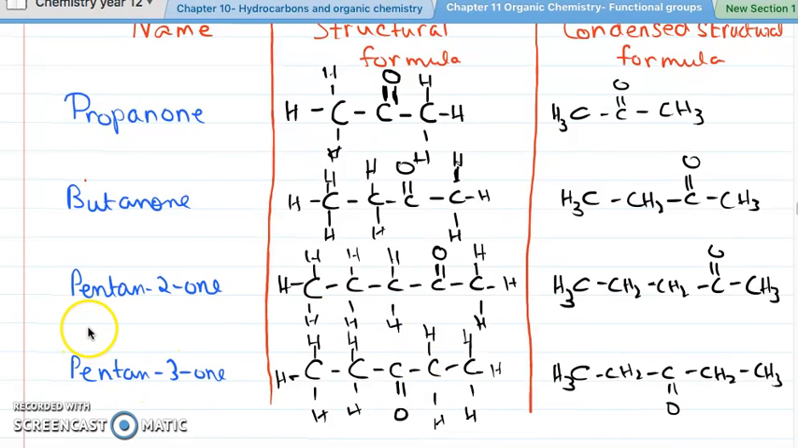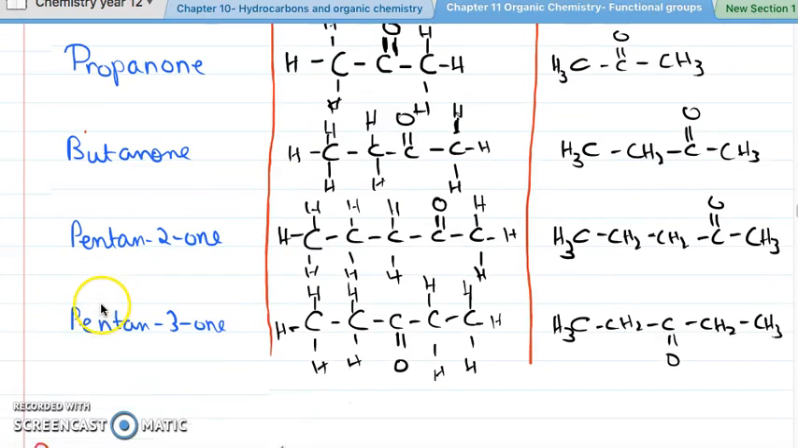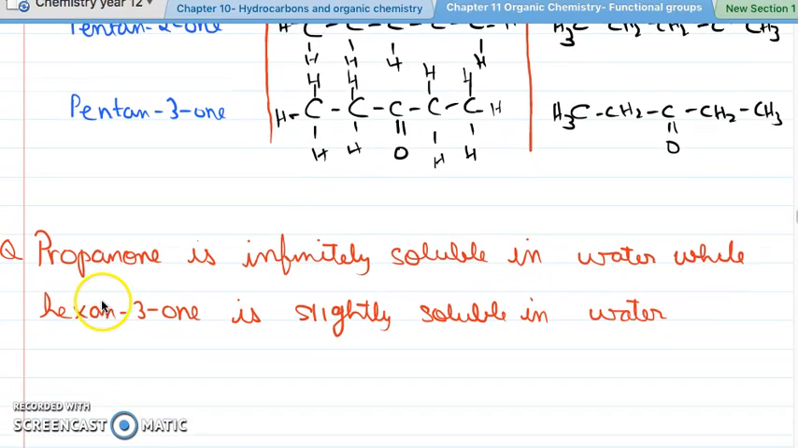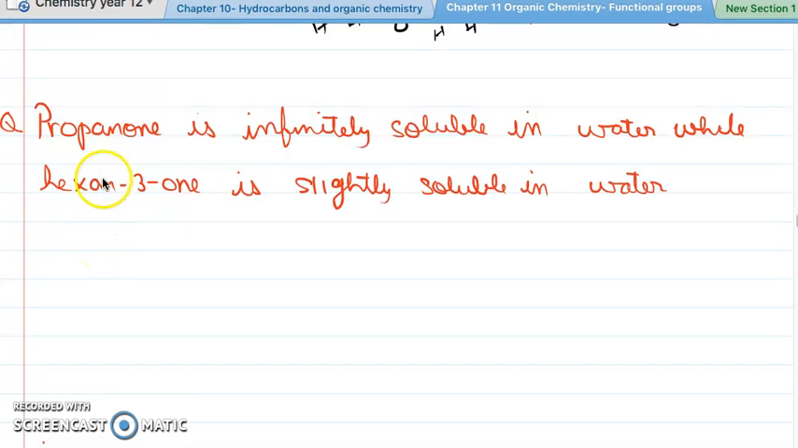Okay, so now that you have the structural and the condensed structural formulas and a few examples of the common ketones, let's go on to a question. We drew a structure of the first ketone here, which is propanone. Propanone is infinitely soluble in water, while hexanone is slightly soluble in water. I want you to spend the next 2 minutes thinking about why that is, and then offering a valid explanation. Explain.